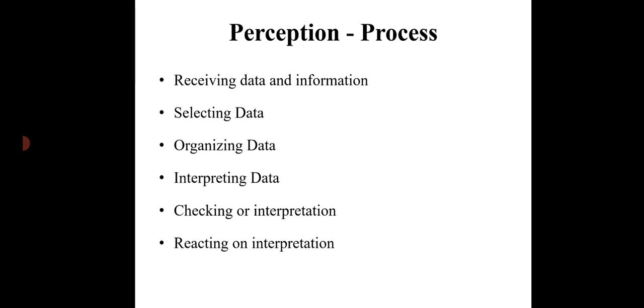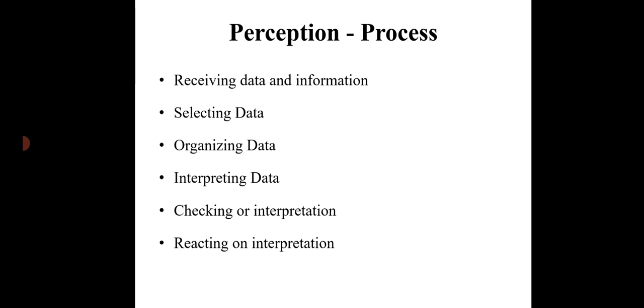Because at the first stage, while receiving data and information, there are chances that much unnecessary data may be collected by you. So only in this second stage you select the data which is relevant or necessary for your purpose, only that much data is selected.